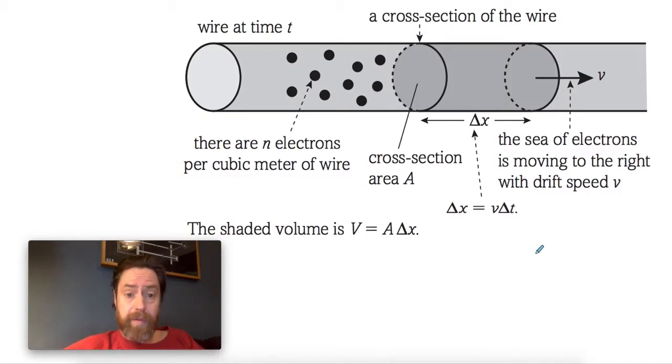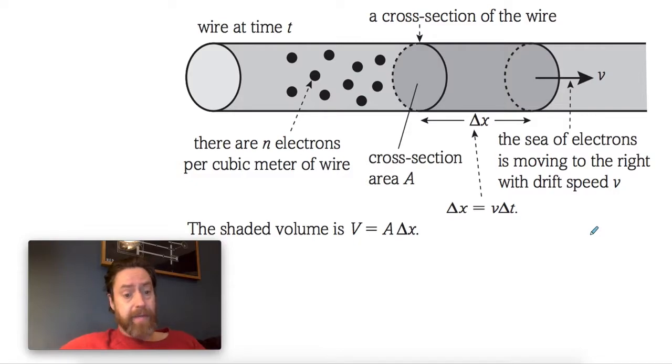Okay, so what we've got here is a wire with electrons in it. And instead of saying exactly how many electrons we've got, we're going to quote this number n, which tells you the number of electrons per cubic metre of a wire. Which means that if you can work out a volume of the wire, you can work out actually how many electrons you've got. Now, these electrons are drifting to the right at velocity v. So here you go, it says the sea of electrons is moving to the right with drift speed v.